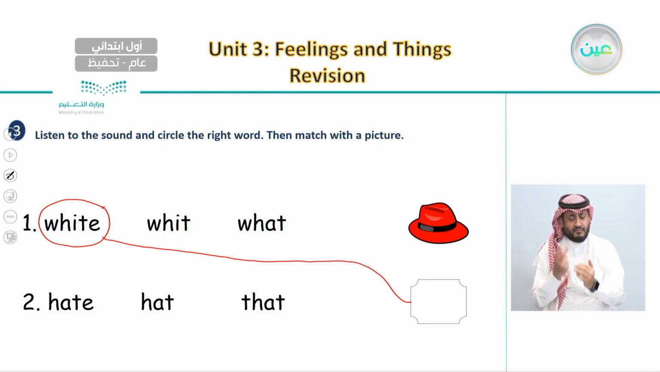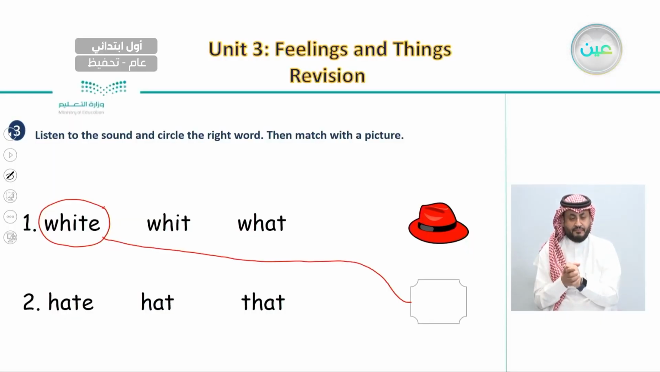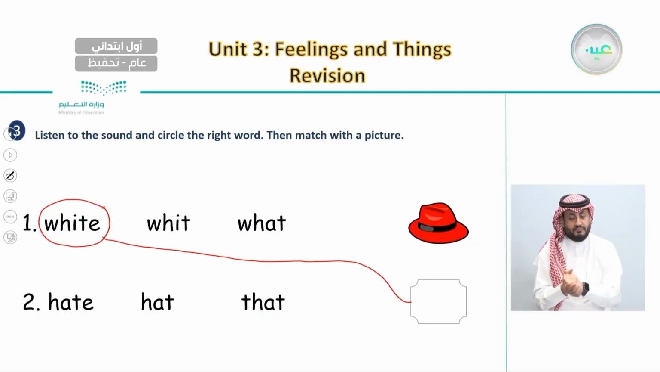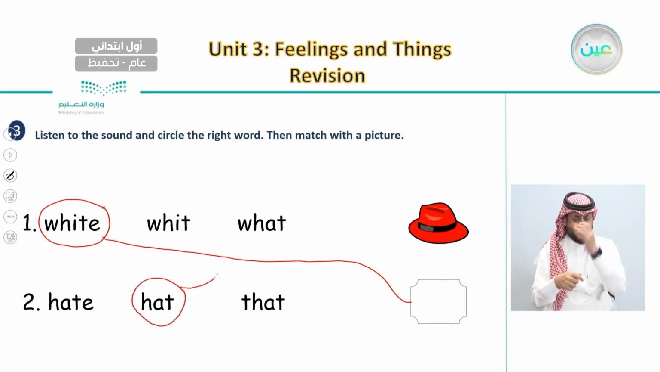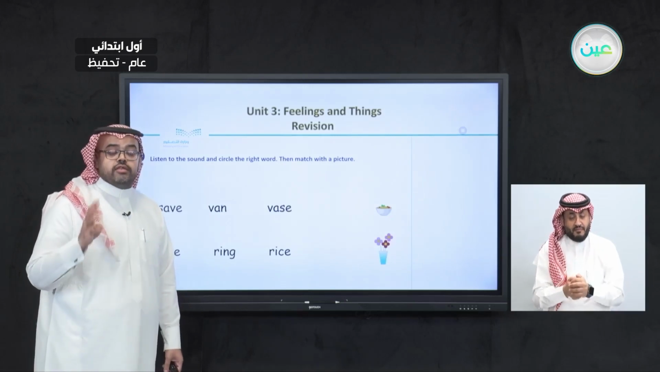Now let's listen to the second word. And when we listen, we circle the word and we match it to the picture. So number 2, the word is hat. Hat. So what do you think? Which of these words is hat? It is the second one. So here we go. We circle the second one and we match it with the first picture. Hat. Hat. Very good.